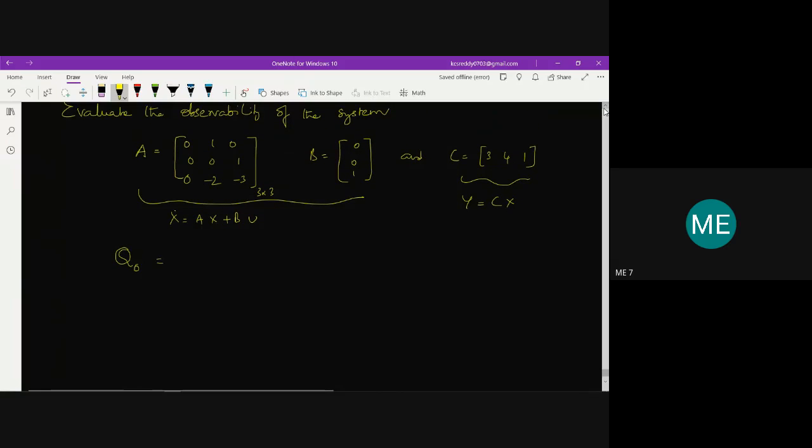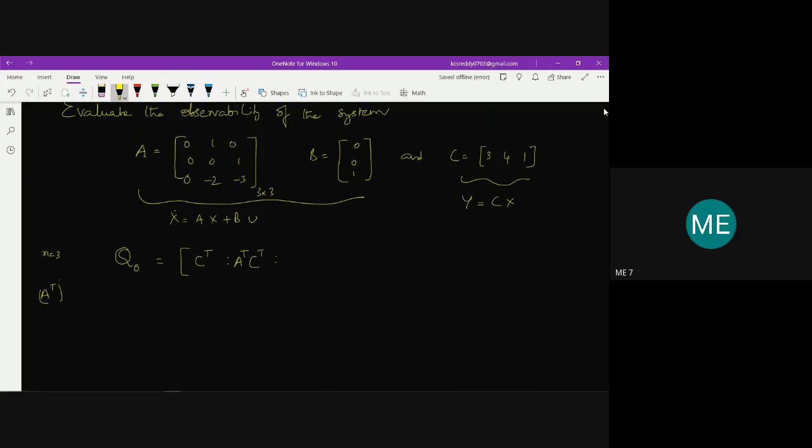So Q naught is equal to C transpose, where n is equal to 3. Then the second column is A transpose into C transpose, and up to A transpose whole to the power of n minus 1. So n minus 1 is equal to 3 minus 1, which is up to square we need to go. So A transpose whole square into C transpose. This is what we need to do for the observability test by using Kalman's test.